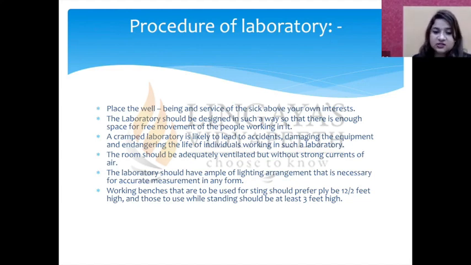Next, a cramped laboratory is likely to lead to accidents, damaging the equipment and endangering the life of individuals who are working in such an environment. It should be adequately ventilated with strong currents of air. It should have ample lighting arrangement, because some of the measurements rely on the color or on viewing it physically. So there should be proper lighting in the laboratory. The work benches that are used should preferably be 2 feet high, and those to use while standing should be at least 3 feet high.